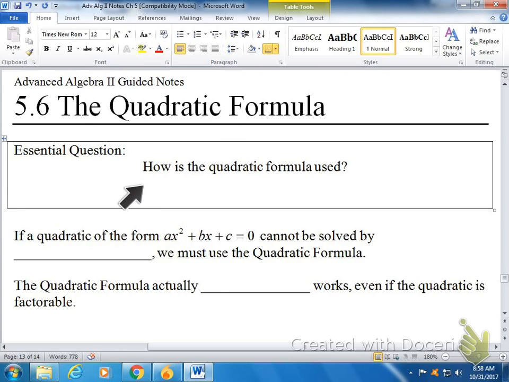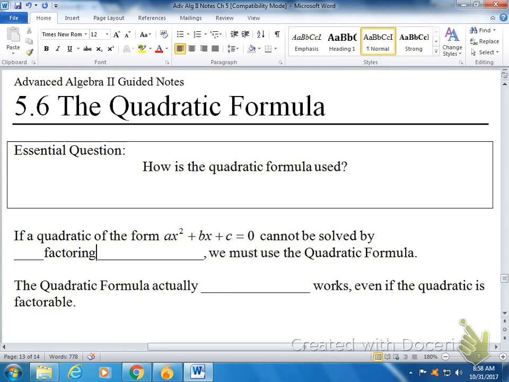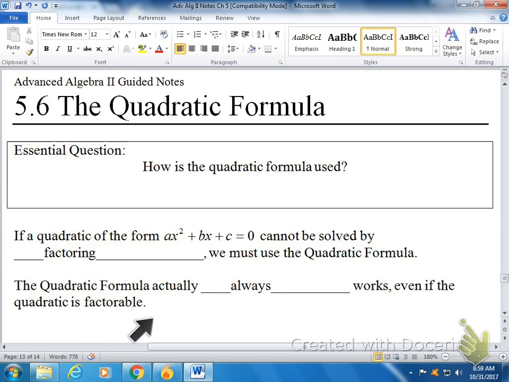So the essential question is, how is the quadratic formula even used? If a quadratic is of the form where all the terms are on one side set equal to 0 and we can't factor, then we've got to use the quadratic formula. The quadratic formula always works, even if the quadratic is factorable. This is like a no-fail way as long as you get to know it. All the terms have to be on one side set equal to 0.